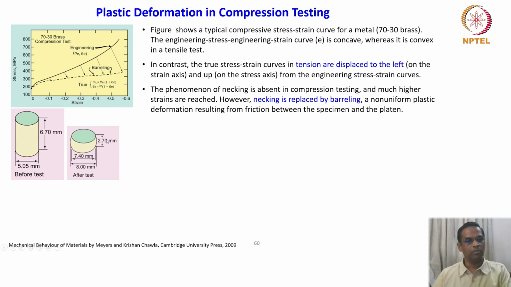How does it appear? Suppose this is the initial sample with the radius A equal to 5.05 millimeter, and height is 6.70 millimeter. After it is subjected to compression, you can see that both sides are bulging. That is called barreling. That takes quite a bit of non-uniform plastic deformation, because of the friction between the specimen and the platen here.